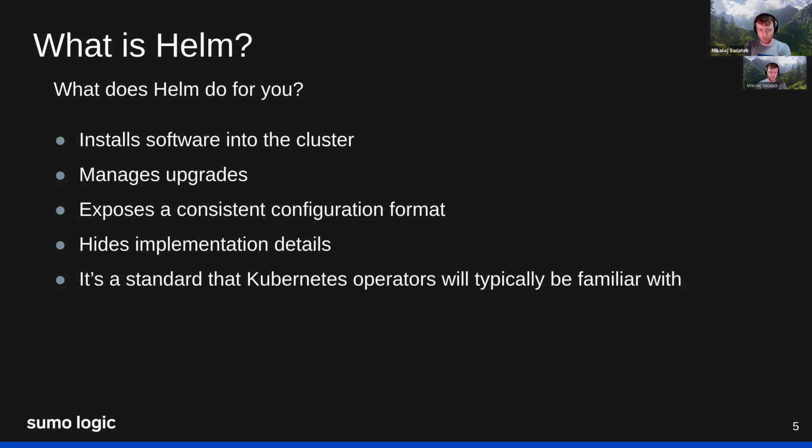It has a consistent configuration format. Generally speaking, the actual configuration options, of course, differ between packages, but the format is always the same, and there's some idea of how to do dependencies in there. And once you're familiar with it, you'll continue to be familiar with it. And it actually tries to hide implementation details. There is an alternative way of installing software in Kubernetes. The big alternative is Kustomize, which is much more raw and closer to the kind of manifests that Kubernetes runs on.